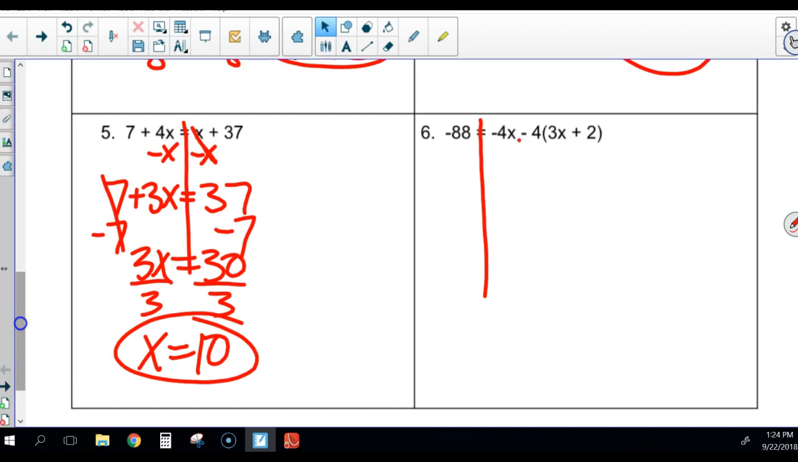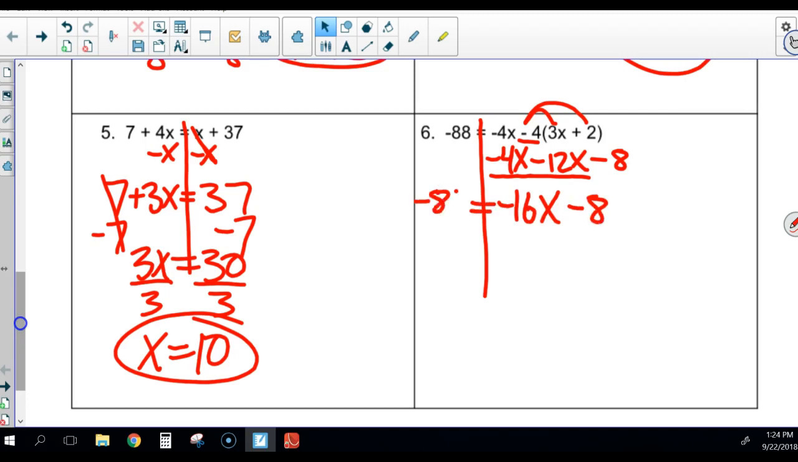Do not ignore your negative signs. That's a -4 times 3x is -12x. -4 times 2 is -8. Carry down this -4x. Now I'm going to combine like terms. I see negative 4x and a negative 12x. That gives me negative 16x minus 8 equals negative 88. Now I got it down to a two-step equation. I can just solve it.